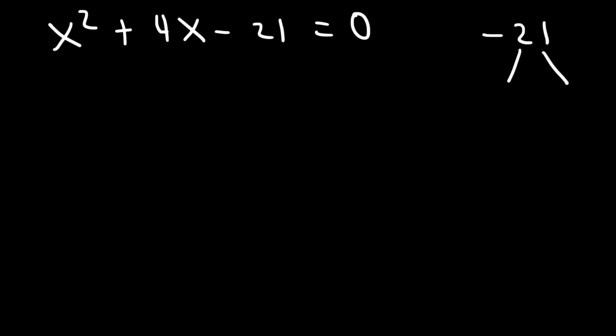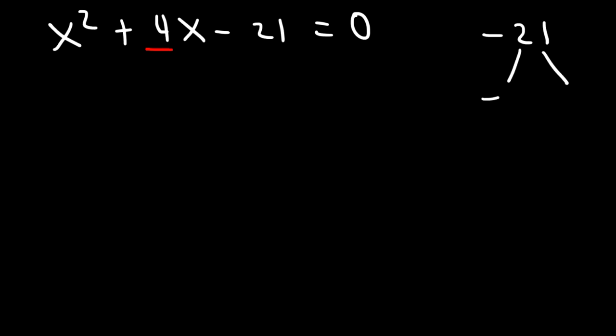Now let's try another example. x squared plus 4x minus 21 is equal to 0. So based on a previous example, try this one. What two numbers multiply to negative 21 but add to the middle coefficient of 4?